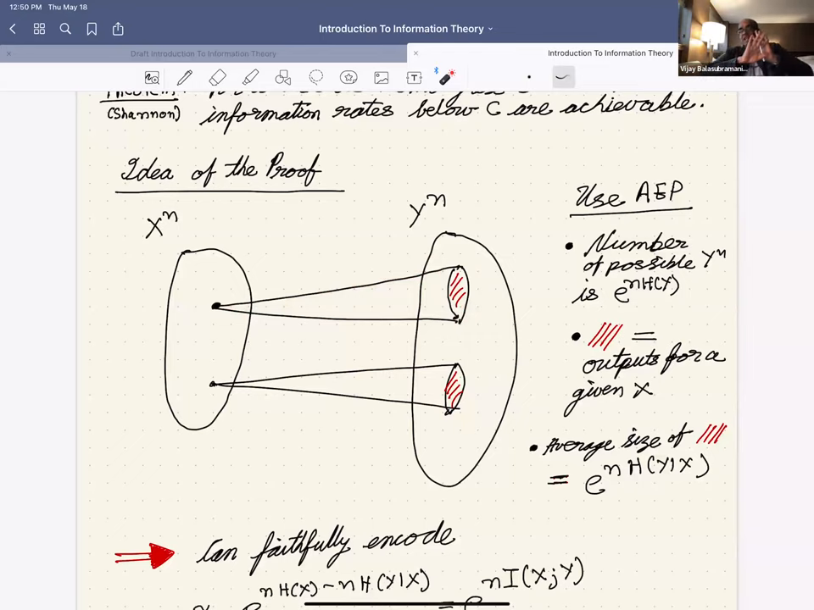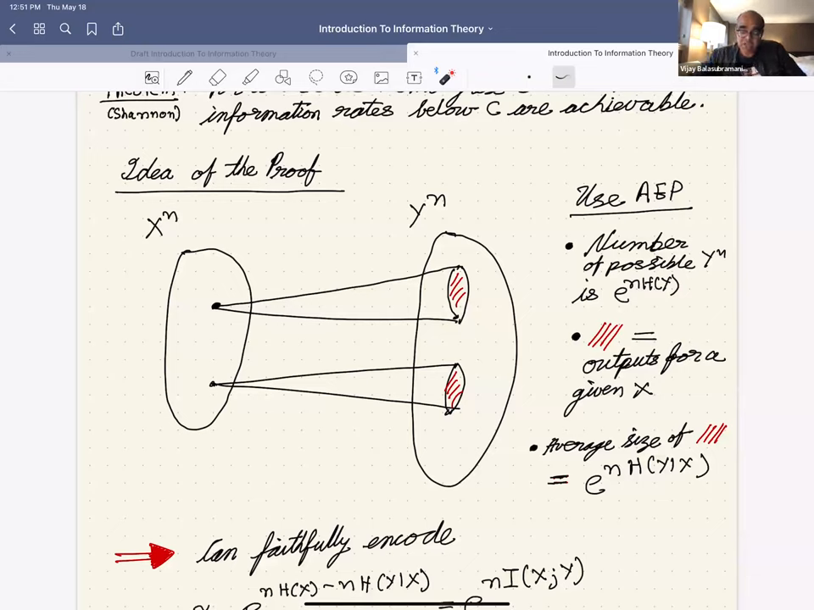Imagine that I'm sending a very long message. I can use the typicality property: if I look at very long messages, Y^n, all the messages that appear are within the typical set, and there are e^(nH) possible such messages. This thing has some entropy H(Y). It's not the case that all possible sequences of Y^n appear. You get e^(n H(Y)) sequences that appear on the output. That's a result from the asymptotic equipartition theorem.